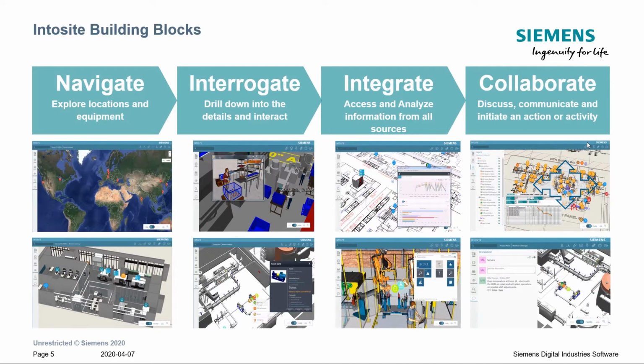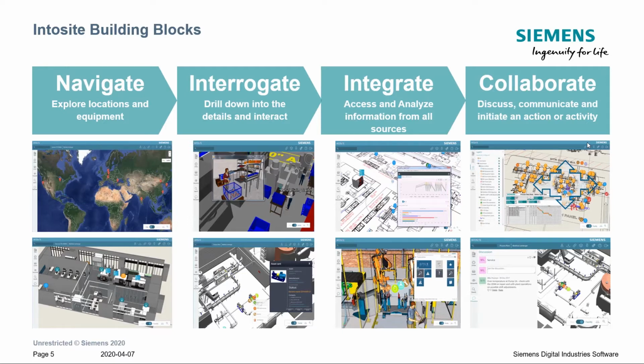Now, as we go through this presentation and learn about Intosite, I want you to keep these 4 building blocks in mind. Those would be navigate, interrogate, integrate, and collaborate. First off, we have our navigation. This is the idea that we can navigate around the world and locate our desired factory. We can also see things such as maybe where suppliers might be located or what resources we have located around our factory. But we can also navigate virtually inside our factory.